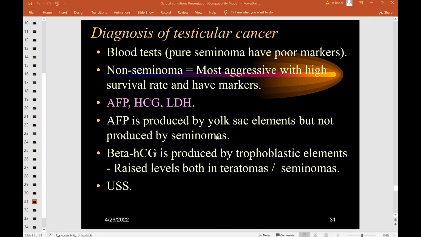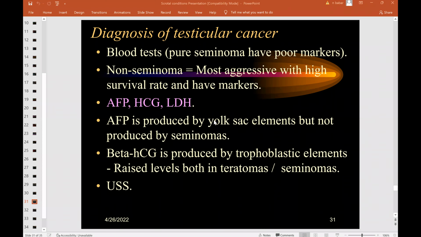So the blood tests. Seminomas have poor markers. The only marker they are likely to have usually is LDH, lactate dehydrogenase. Non-seminomas are usually secretive, and therefore they are more aggressive, but with high survival rate. And the markers could include alpha-fetoprotein, human chorionic gonadotrophin, particularly of beta subunits, and lactate dehydrogenase.